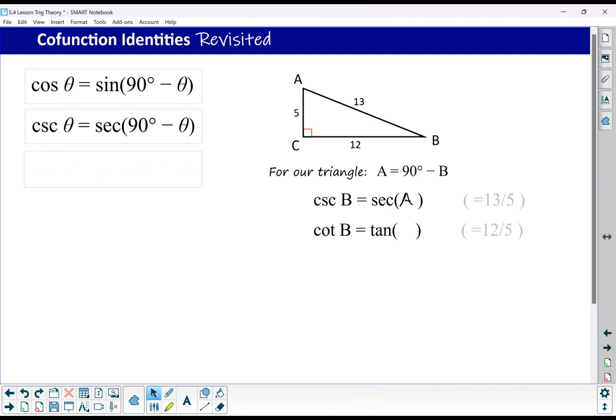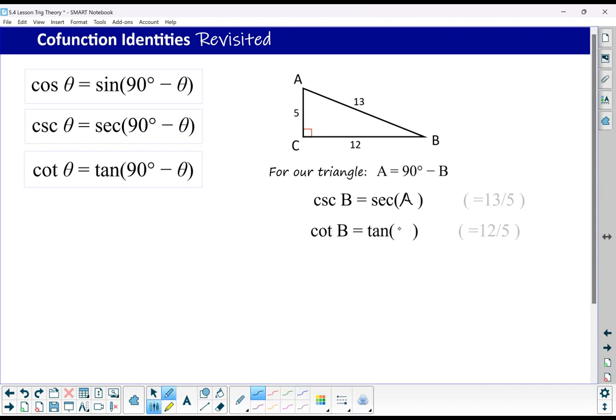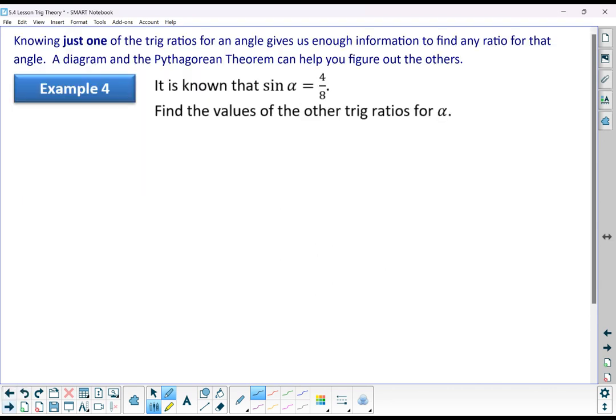And then finally, cotangent is the cofunction for tangent. So the cotangent of theta is the tangent of 90 minus theta. So the cotangent of b would equal the tangent of a. All right. So those are our cofunction identities.